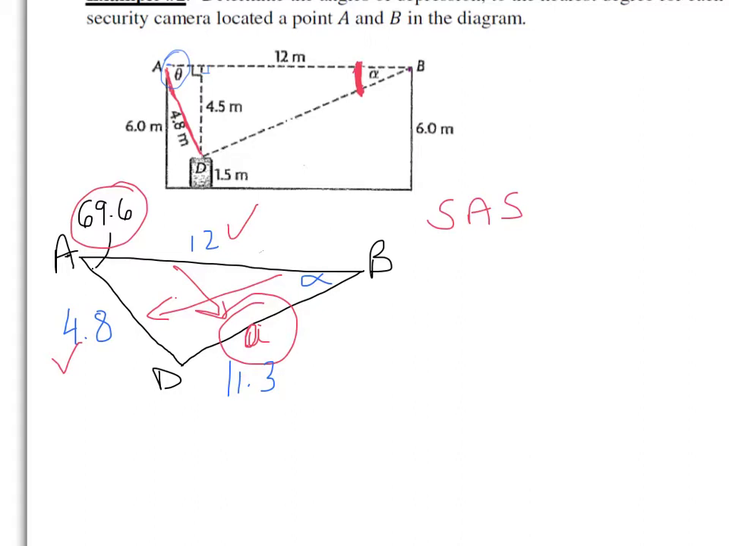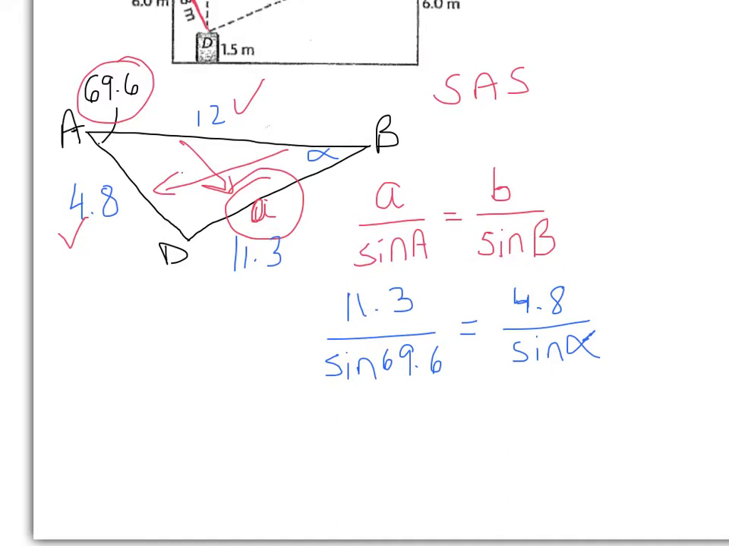So we can write out the sine law as a over sine A equals b over sine B. Then we're going to fill in with our values. So there we go, 11.3 over sine 69.6 equals 4.8 over sine alpha. So now we're going to cross multiply. So multiply these two and divide by 11.3.